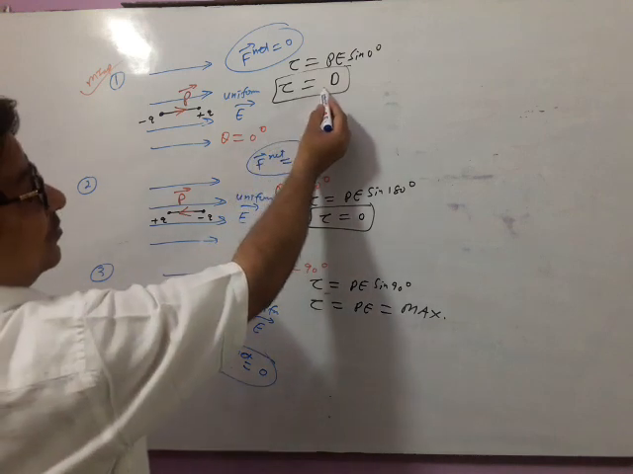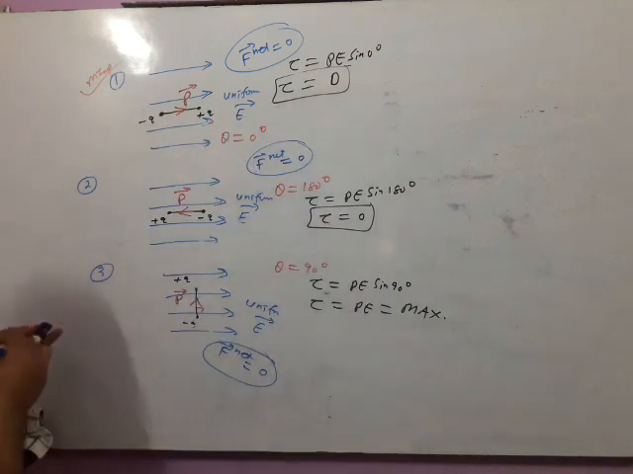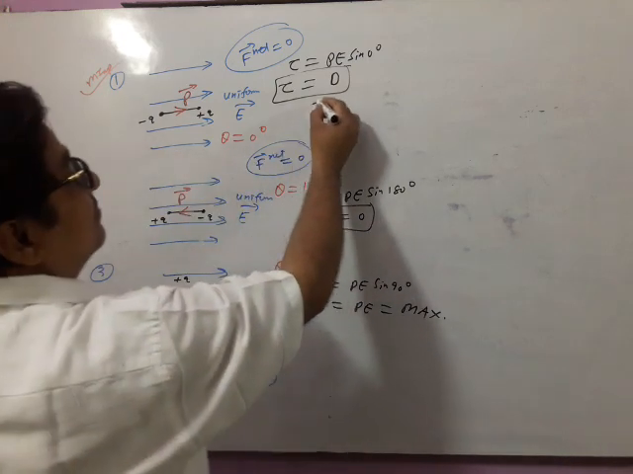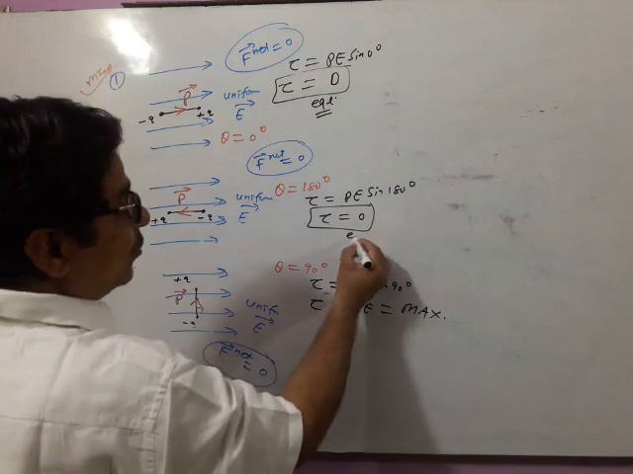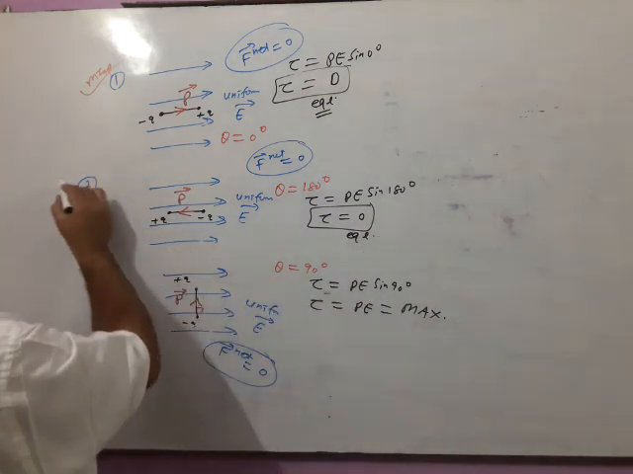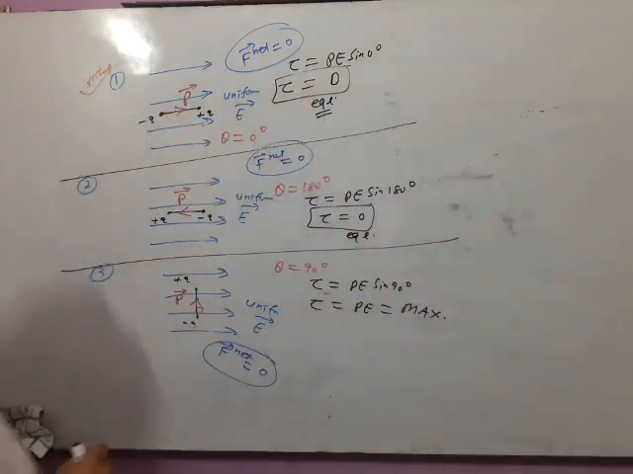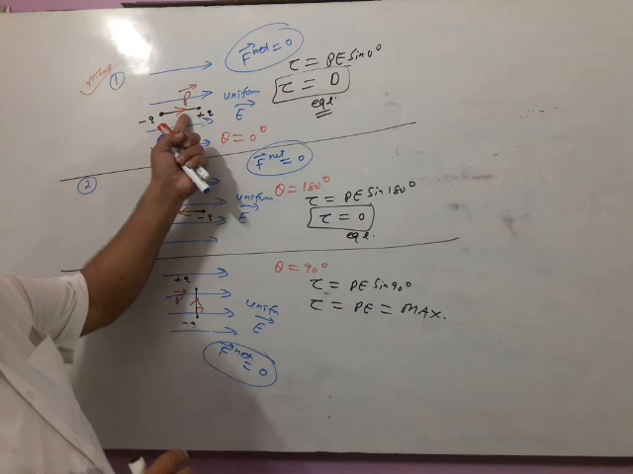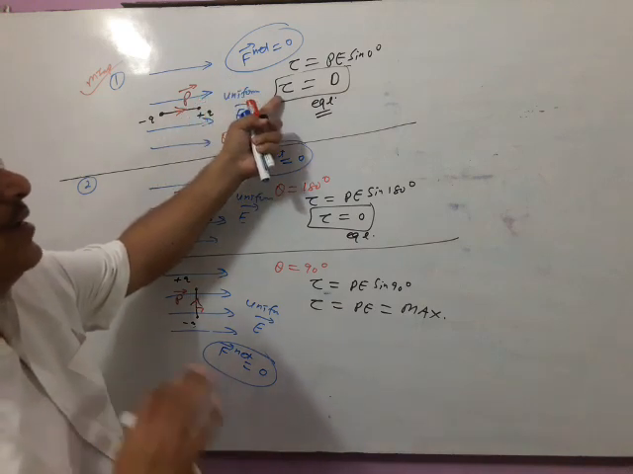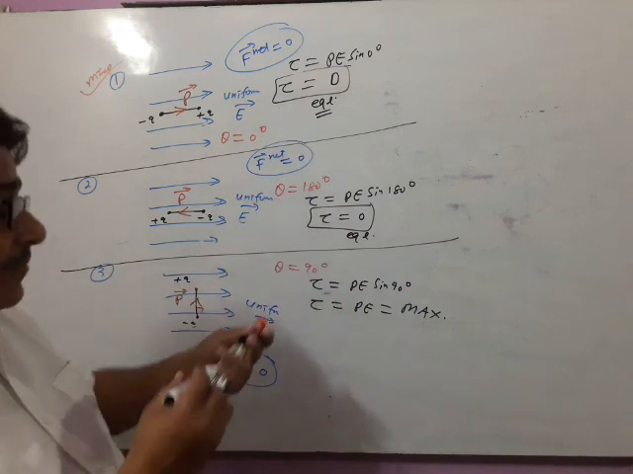Now torque is 0 in the first and second points. These 2 points represent equilibrium. This is equilibrium. This is also equilibrium. Torque भी 0 है. Net force तो है ही 0. Now the dipole is not experiencing any force, any torque. So this is the position of equilibrium, as well as this is the position of equilibrium.